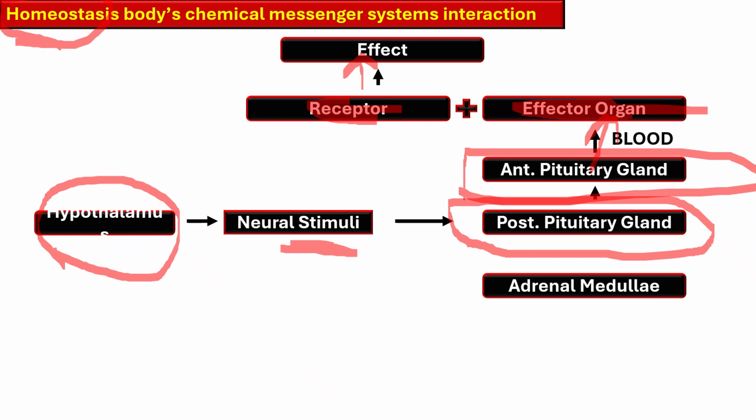Similarly, the adrenal medulla may also produce some hormones that are secreted into the blood, and they produce their effect. The interplay of the chemical messengers forms the molecular communication backbone of human physiology. Understanding their source, mechanism of action, and range of effect is essential for diagnosing and treating various pathologic conditions.